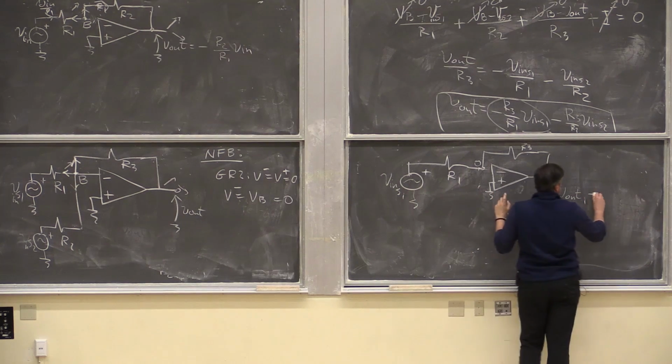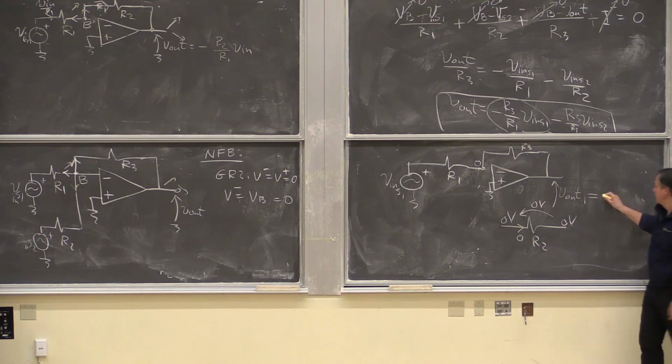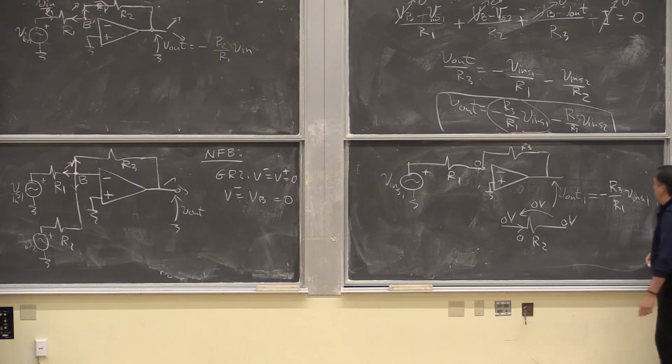What can you immediately, without solving anything, write for V out 1? Negative R3 over R1 V in S1. We just said, from this moment on, when you see this topology, you just write this. You don't go writing KVL, KCL, nodal. There's no need to. It's just like rederiving the voltage divider a millionth time, so don't do that. You're wasting your time. Just remember this, okay? There's only a few of these topologies, and then that's it.